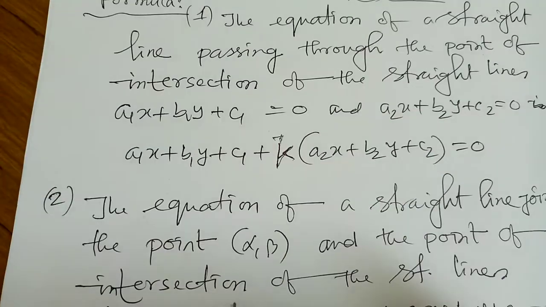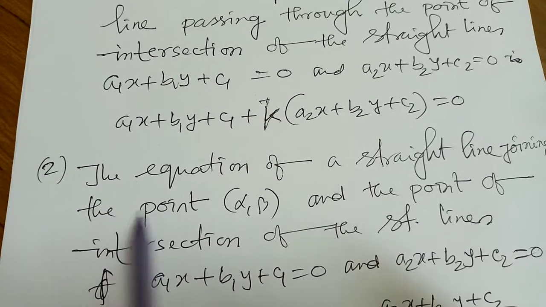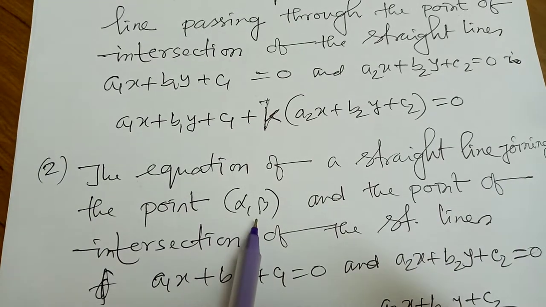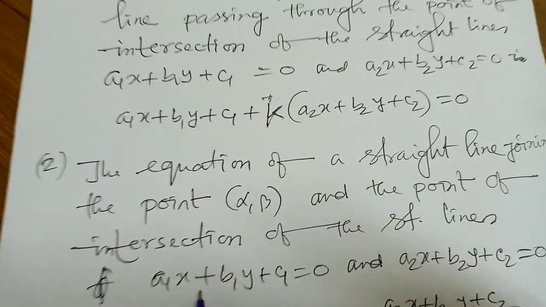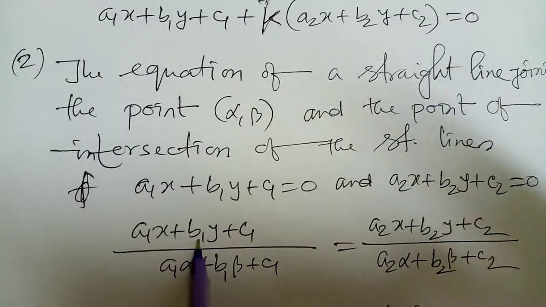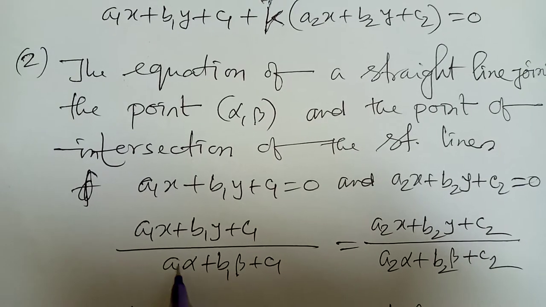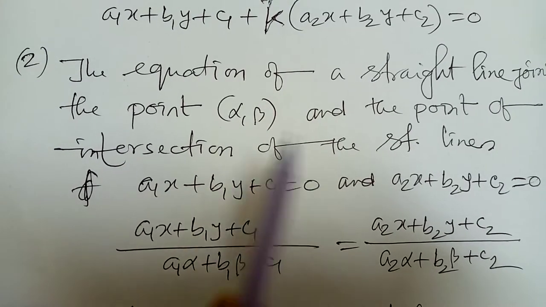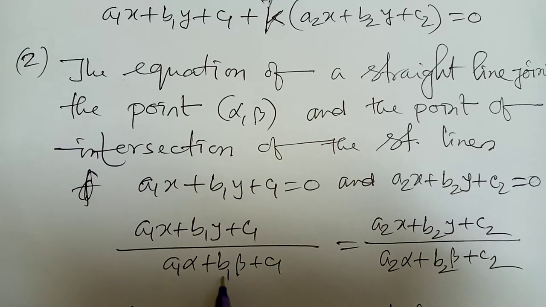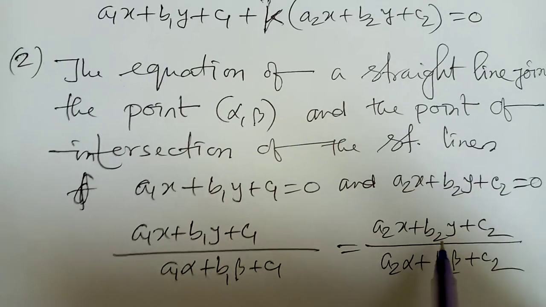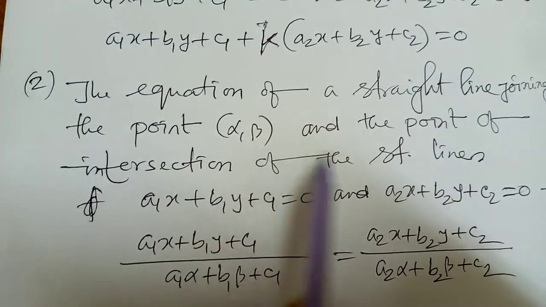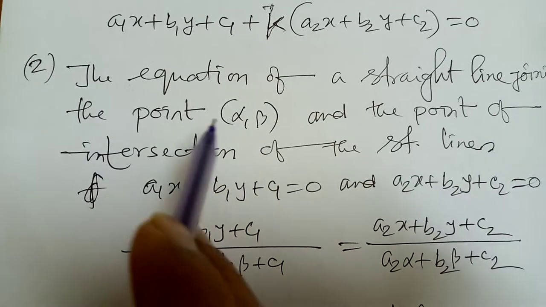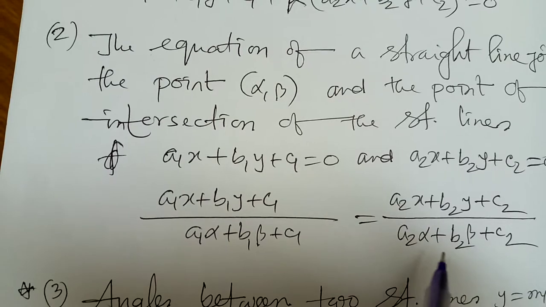Another formula: the equation of the straight line joining the point alpha beta and the point of intersection of these straight lines is (a1x plus b1y plus c1) divided by (a1 alpha plus b1 beta plus c1) equal to (a2x plus b2y plus c2) over (a2 alpha plus b2 beta plus c2), because both straight lines meet at the same point alpha beta. Then the equation will be like this, and it is a formula also.